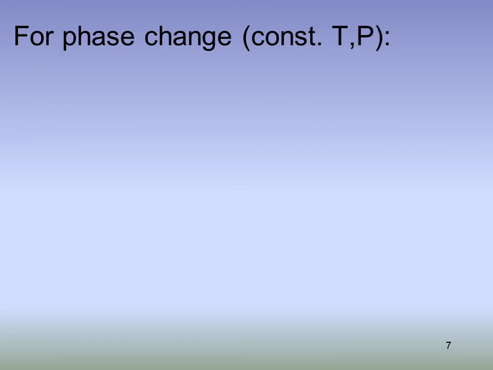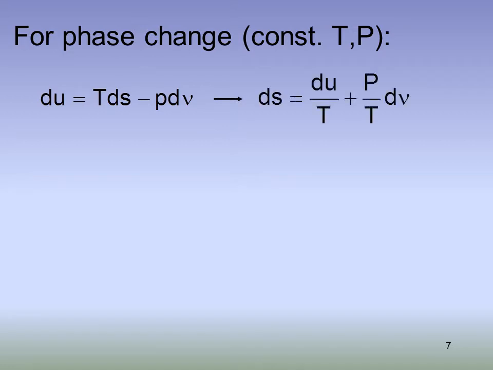Now let's look at the entropy change due to a phase change occurring at constant T and P. That's, for instance, when you're boiling water at a constant temperature or at a constant pressure. If one is fixed, the other must be fixed also as long as you're in the saturated state. You recall that. So suppose we're changing phase at constant temperature and pressure. We pull out our fundamental property equation, du equals TdS minus PdV, and solve it for ds. Then ds is equal to du over T plus P over T dV.